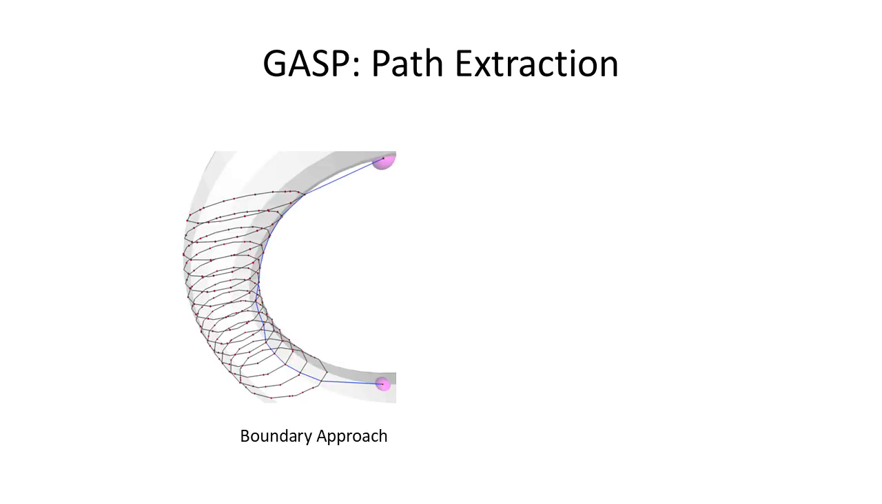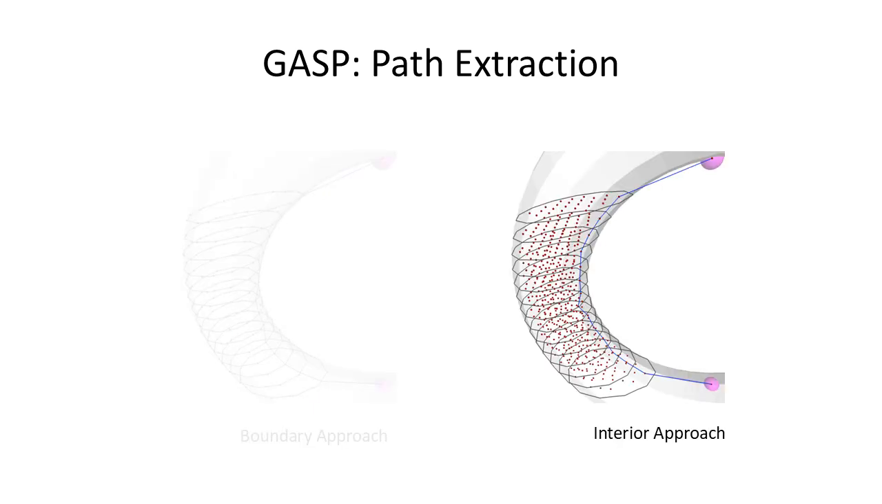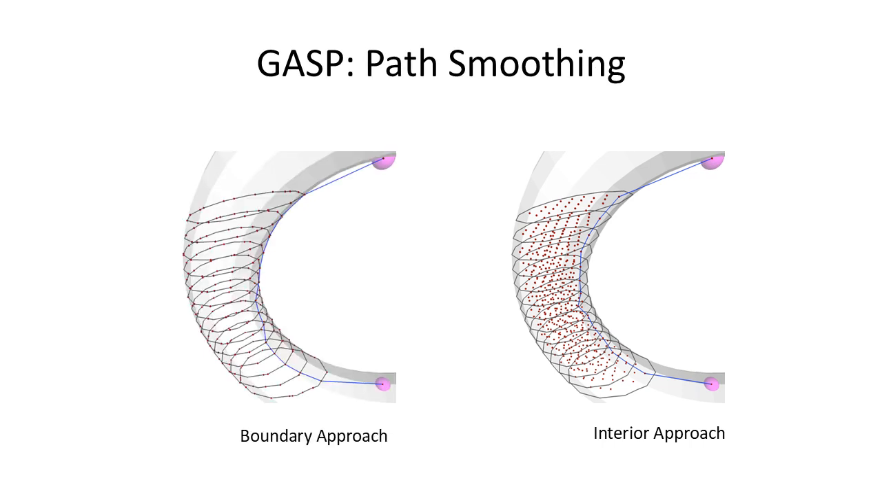Among all the paths, only the shortest path is extracted as the potential Reeb graph arc for both the boundary approach and for the interior approach. The extracted Reeb graph arc for both the boundary and the interior approach is smoothed through iterative refinement.